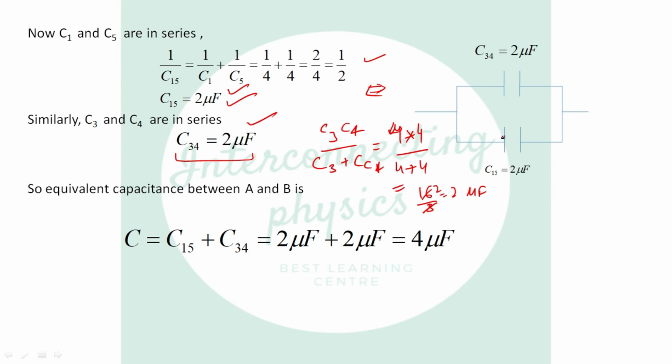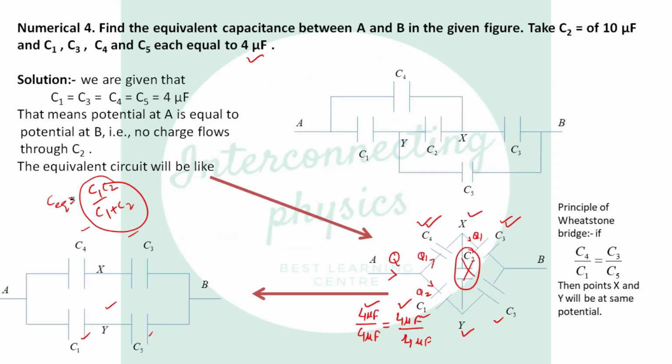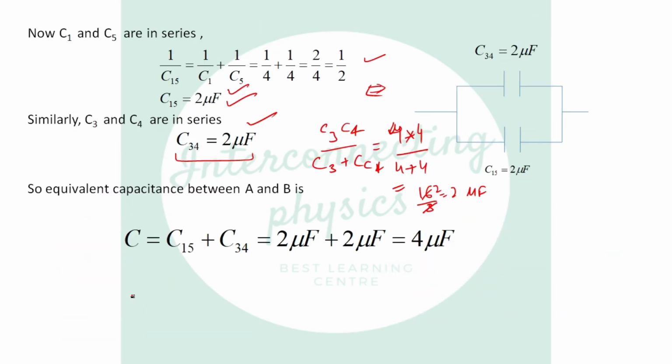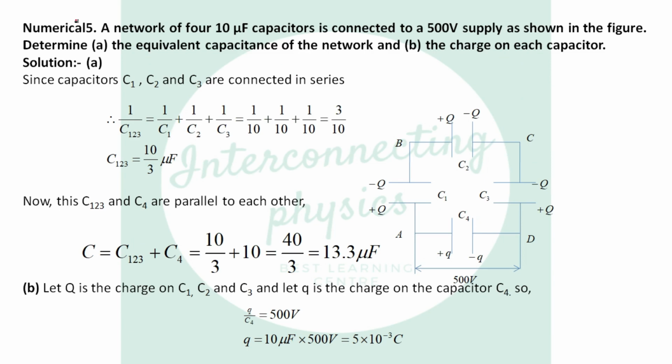Now these are parallel to each other. This has been calculated. This has been calculated. Both are parallel to each other, and in parallel combination we just add the values and get the result. And the C equivalent here is 4 microfarad. Okay. Hope you understand. Now let us move further.